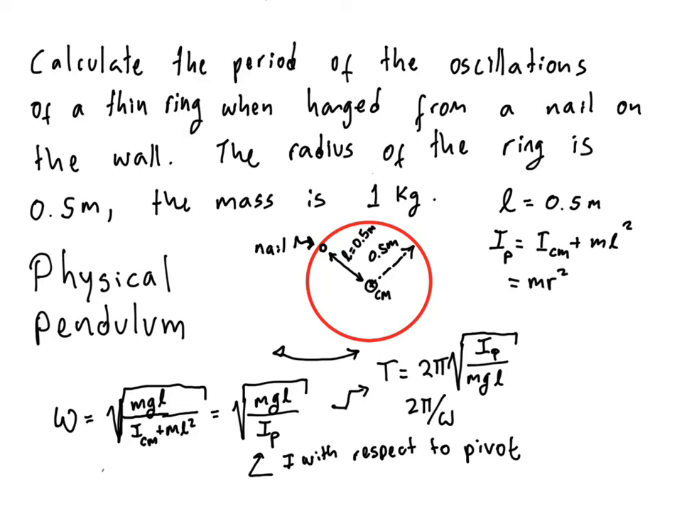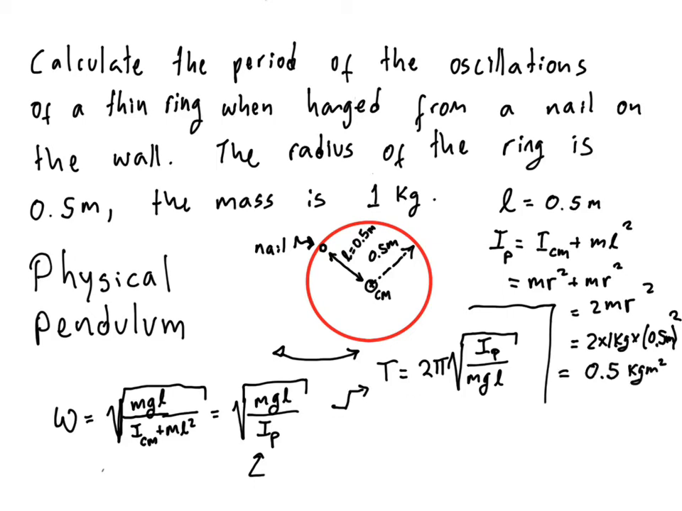For a ring, the moment of inertia with respect to its center is mr squared. This is a value that is easy to remember, but if you don't remember, it should be in your formula sheet. So mr squared: mass of the ring, radius of the ring squared. And the other term, ml squared, we already identified that the lowercase l is the same as the radius. So mr squared plus mr squared gives us 2mr squared for the moment of inertia of the ring with respect to the pivot. If we plug in the values, we have 2 times 1 kilogram times 0.5 squared. That will give us 0.5 kilograms meter squared. That is the moment of inertia of the ring with respect to the pivot.